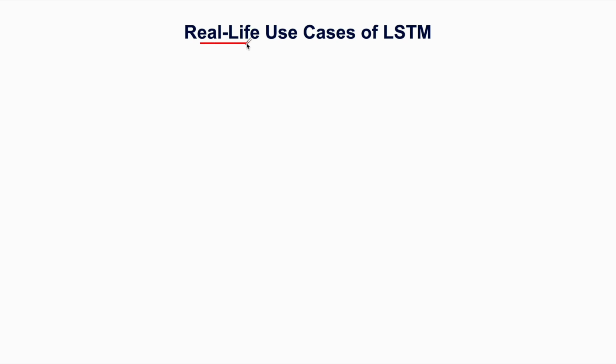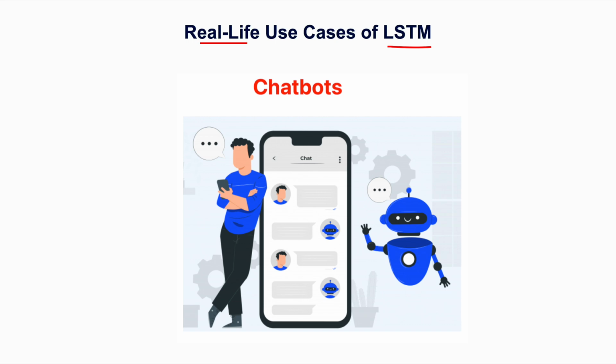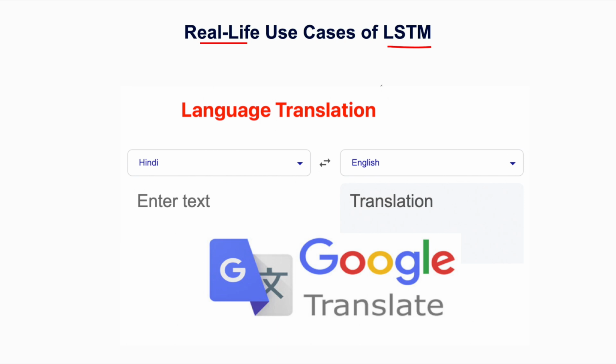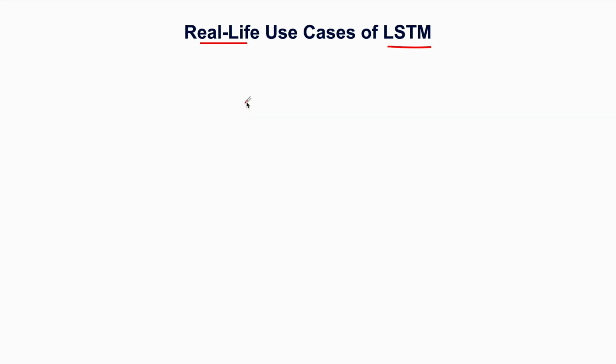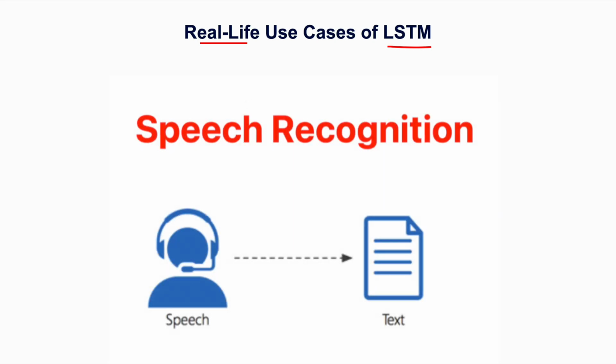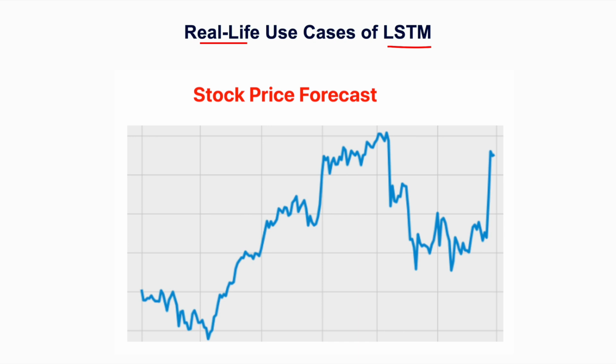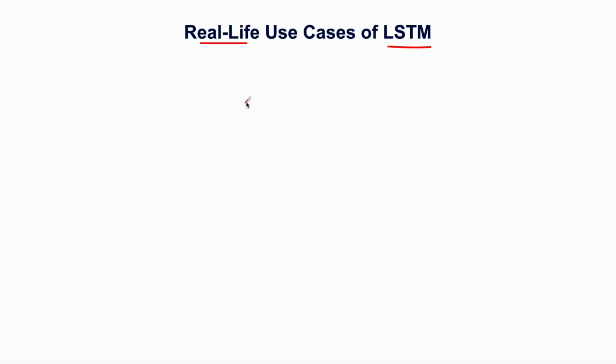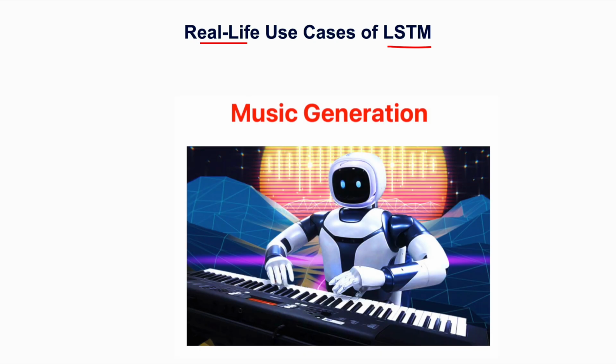Let us understand some of the real life use cases of LSTM. One is chatbots, which remember the context for long conversations. Another use case is language translation. LSTM can understand the full sentence structure with grammar. LSTM can also be used for speech recognition, which can convert continuous speech into accurate text. You can also use LSTM for stock price prediction. It uses a long history of prices to forecast the future trend. You can also use LSTM for music generation, remembering the melody pattern to compose coherent music.